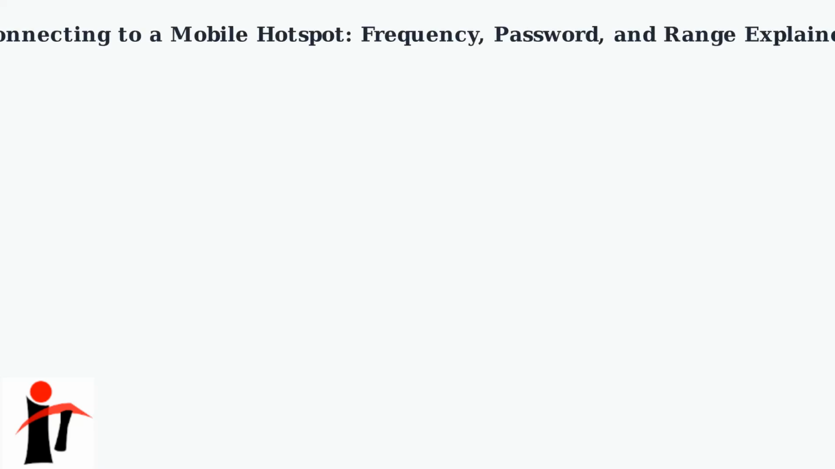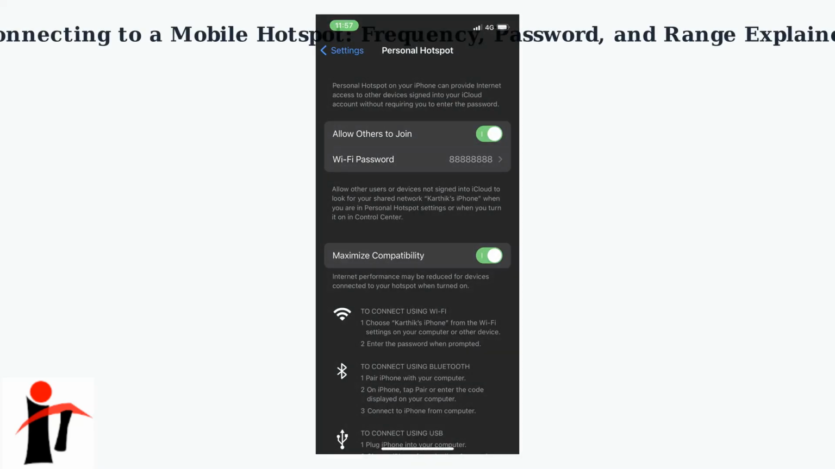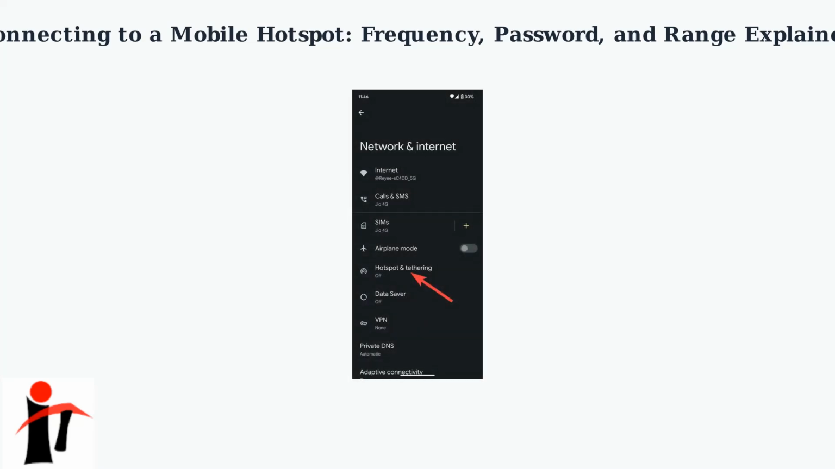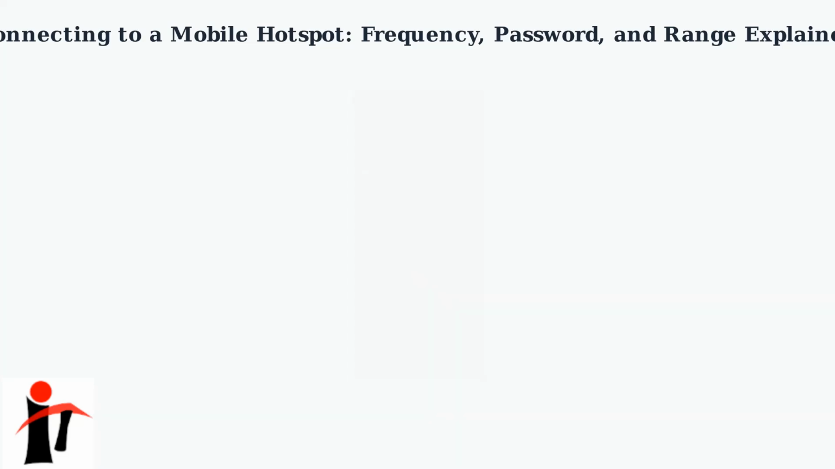A mobile hotspot shares your device's cellular data as a Wi-Fi network. To connect, first enable the hotspot feature on your smartphone. For iPhone, go to Settings, then Personal Hotspot. For Android, navigate to Settings, Connections, then Mobile Hotspot and Tethering.